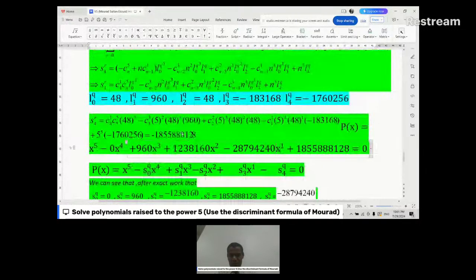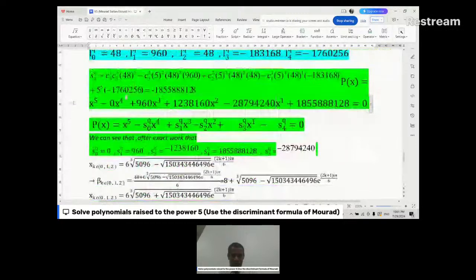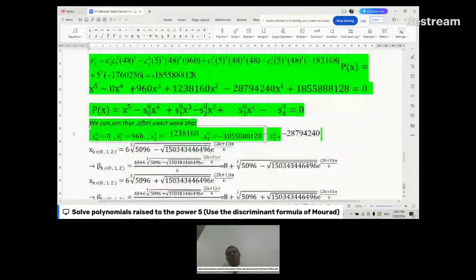S4 is negative already, and you give it a negative sign, so it will be okay. The value of S4 is negative, and negative gives you positive. So that's why here it's plus 1,888,128 equals 0.